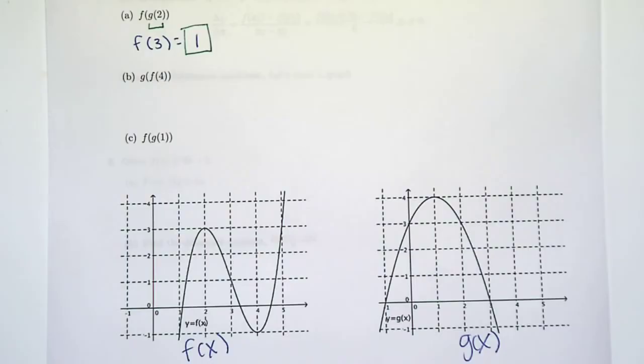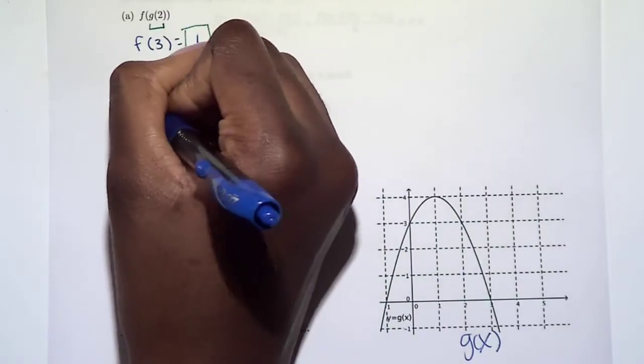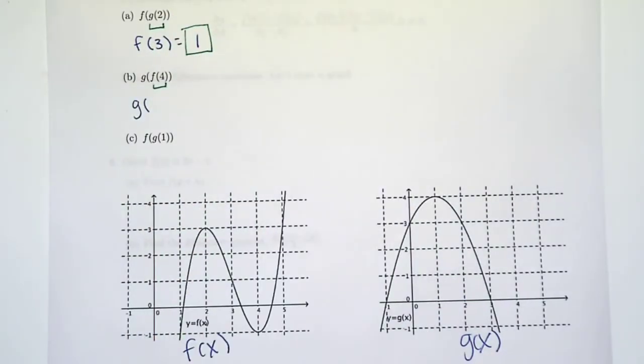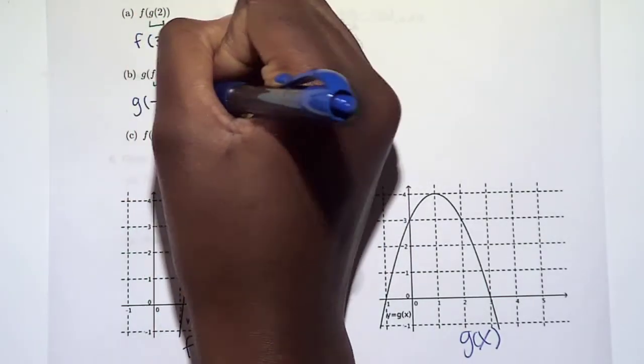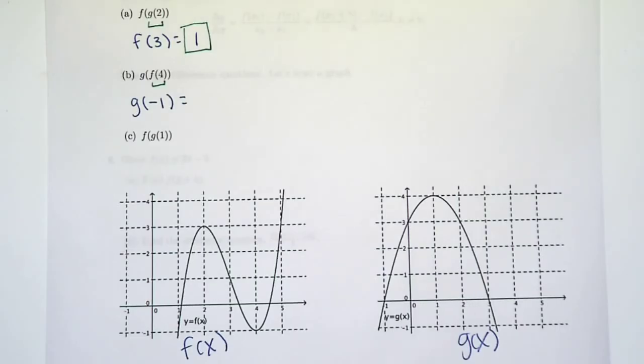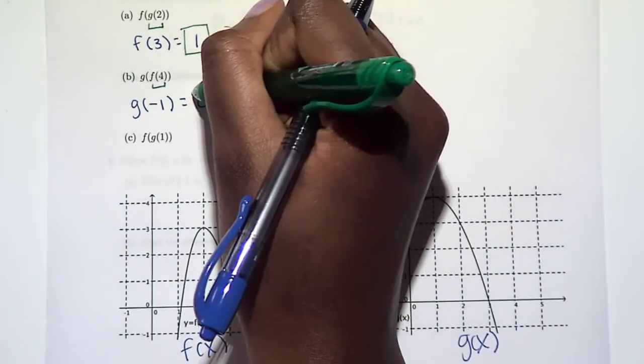Alright, let's look at the next one, g of f of 4. So remember, inside function first, and we're trying to find g of the stuff on the inside. Okay, so we need f of 4. We need the graph of f. So f of 4 is negative 1. So what we need to do is find g of negative 1. So I'll let you find that. Alright, so you should have gotten 0.